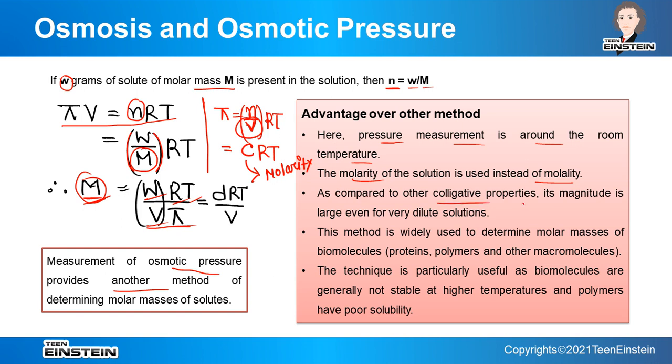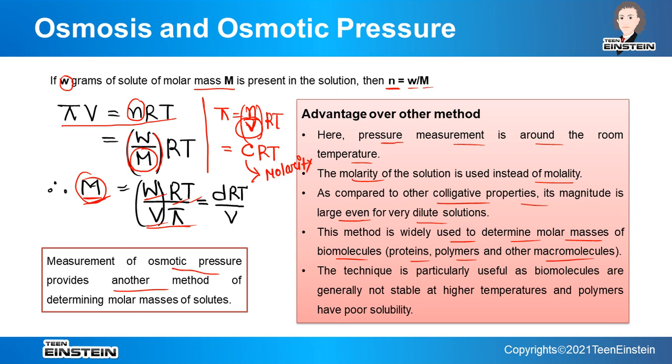As compared to other colligative properties, its magnitude is large even for very dilute solution. So what happens if the magnitude is very large? Handling of this number will be a much easier process if we consider practical purposes. Fine. This method is widely used to determine molar masses of biomolecules, that is proteins, polymers and other macromolecules.